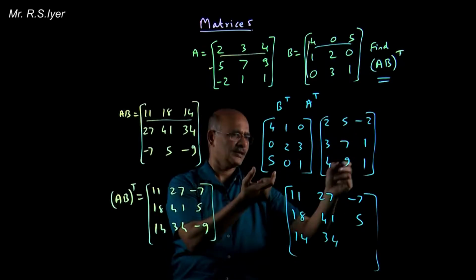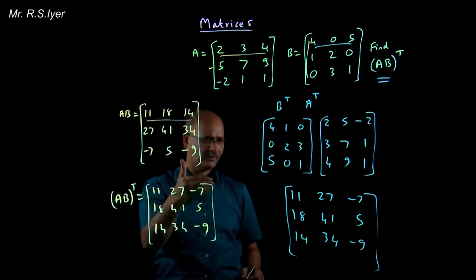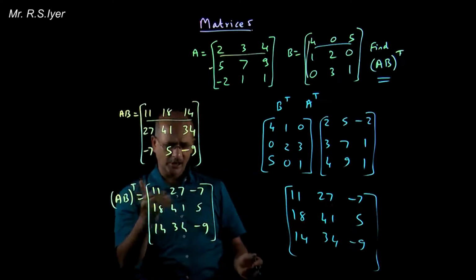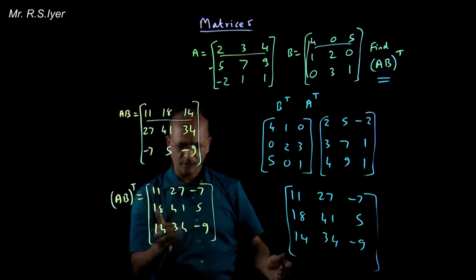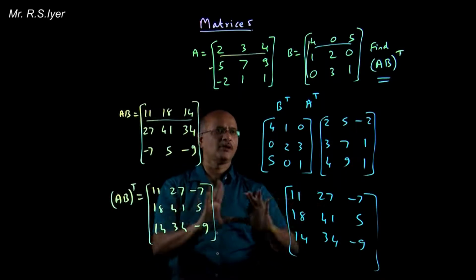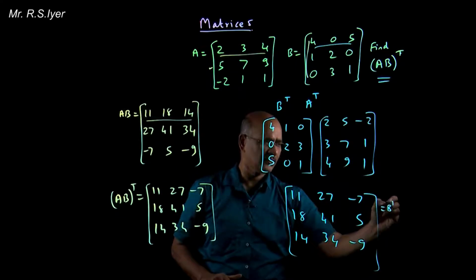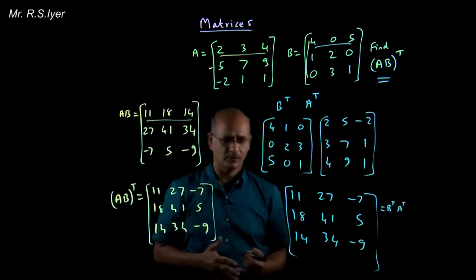Minus 10 plus 1, minus 9. Now, compare. 11, 27, minus 7; 18, 41, 5; 14, 34, minus 9. Fine. So, both the points remain the same. So, this is nothing but B transpose into A transpose.